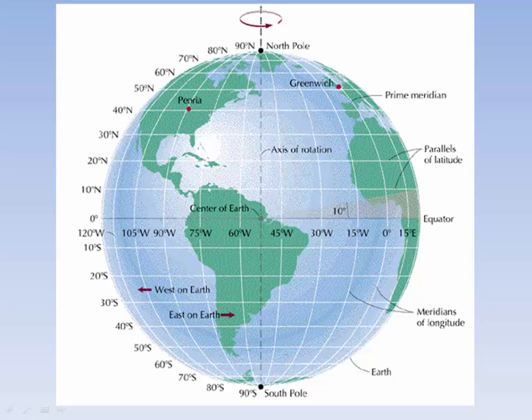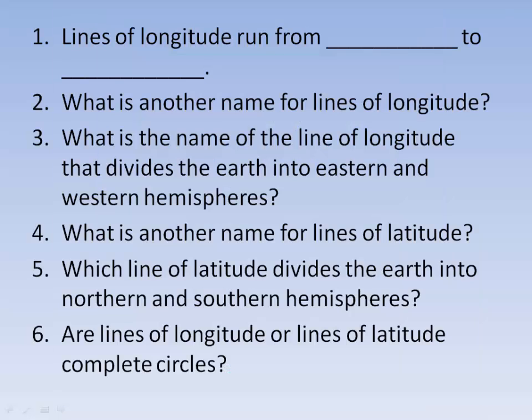If we put everything together, then this is what the globe would look like. Here's the prime meridian. As we go west from the prime meridian, these up and down lines are lines of longitude. This is 15 degrees west, 30 degrees west, and so forth. Here's the equator. The lines of latitude are parallel to the equator and are full circles that run all the way around the Earth. So hit pause, answer these questions, and then hit play.